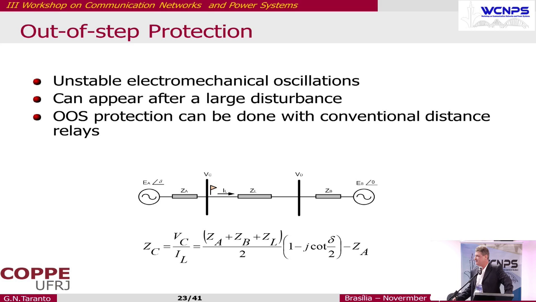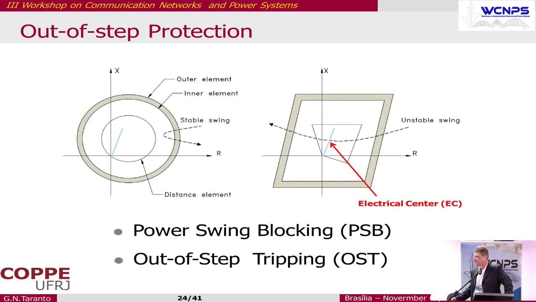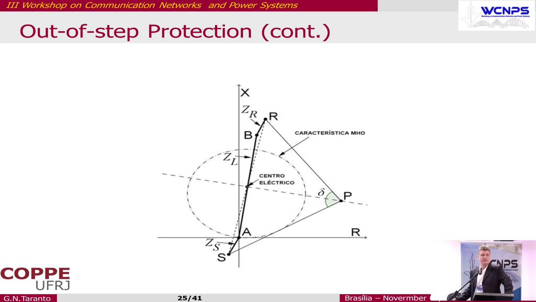Okay, this is the electrical center. This is another picture. Then you have to measure this angle because this is the trajectory point. And when this angle is reaching 180 degrees, you are reaching an unstable oscillation. So if you measure this angle, you can decide what to do.